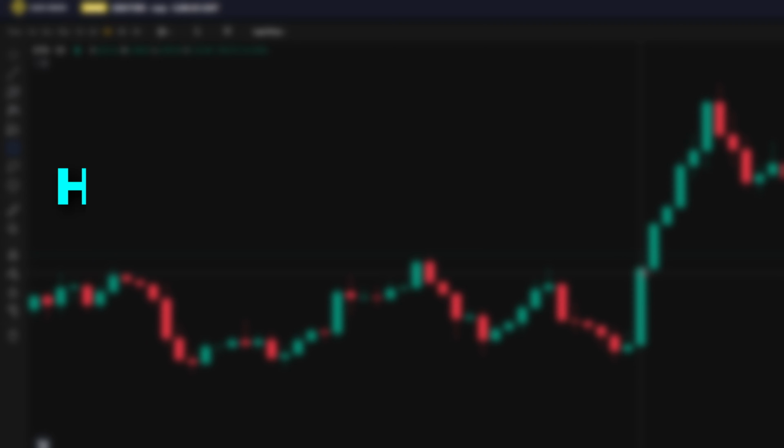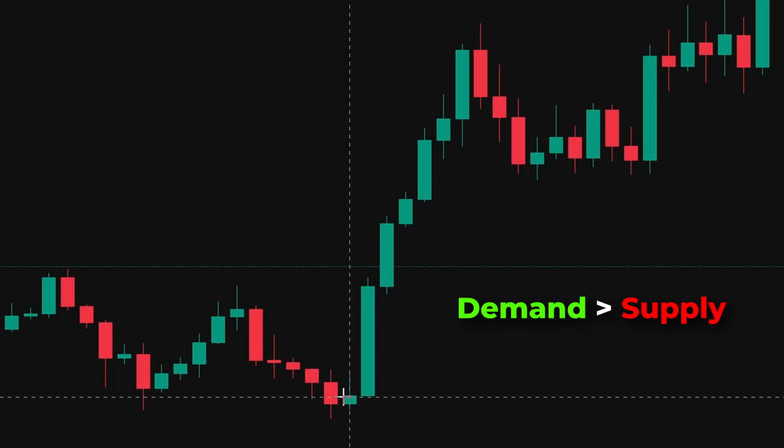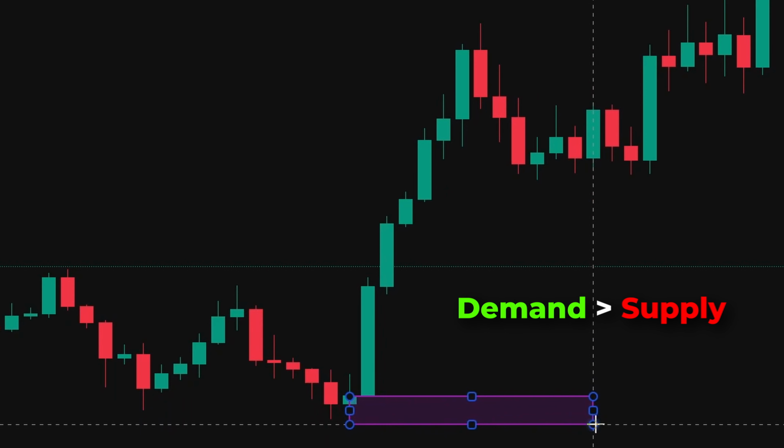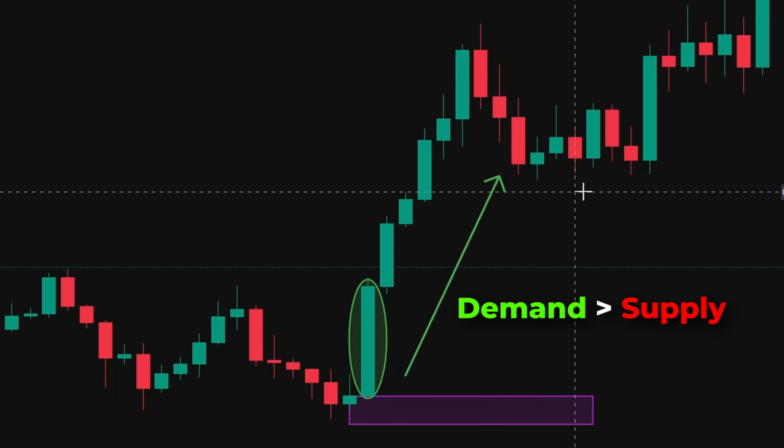Now, let's talk about how demand and supply zones come to life. On this chart, the price explodes upward. That's a tidal wave of liquidity flooding in, with demand overpowering supply. Because of this, we can draw a demand zone at that level. That's it. We just need to identify areas where the price made a significant move. The same goes for resistance zones.